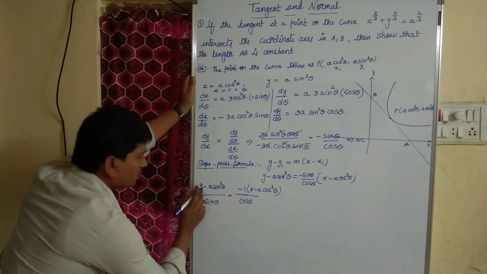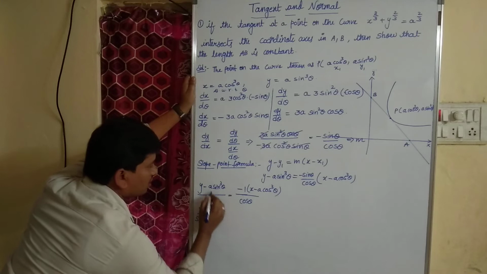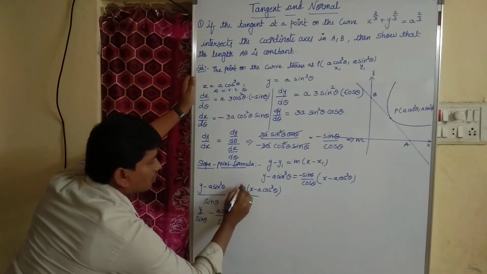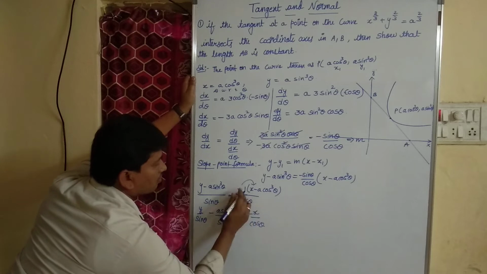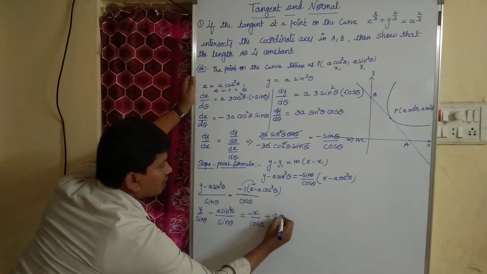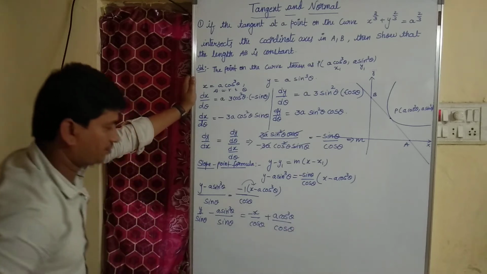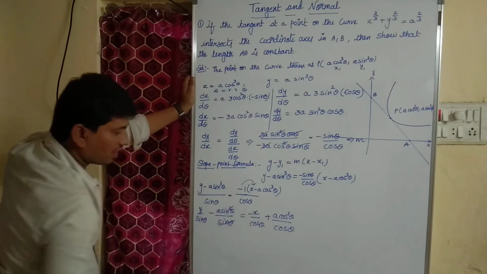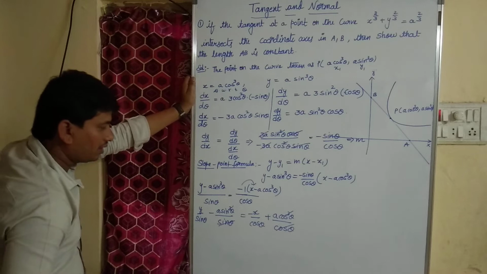This I can write as y by sin theta minus a sin cube theta by sin theta equal to minus 1 into x minus x by cos theta plus a cos cube theta divided by cos theta. Okay children, now I can cancel sin theta with sin theta, and cos theta with cos theta, right?